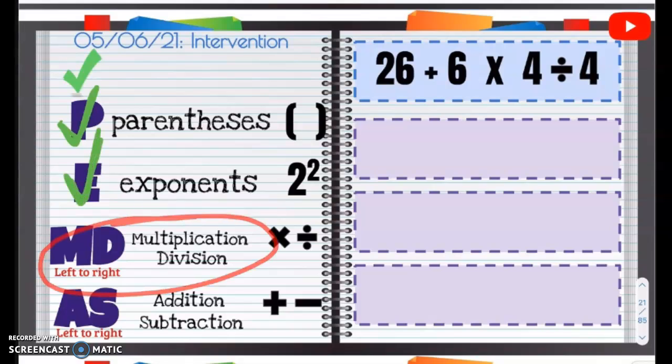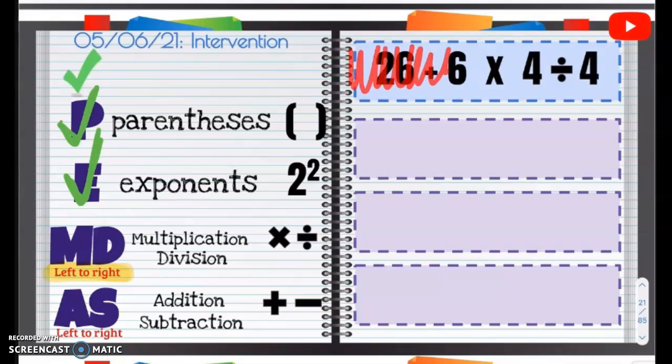Yes. I see both. But how do I go about it? Left to right. So we're going to start on the left. We're going to figure out if we get multiplication or division first. So our first thing we're going to do is 6 times 4. Well, I know 6 times 4 is going to be 24. And I'm going to bring everything else down that I did not use yet.